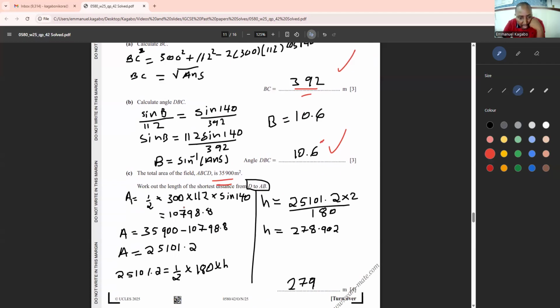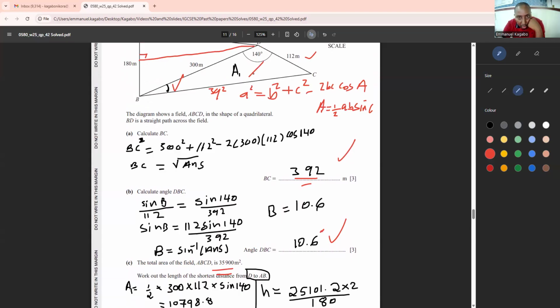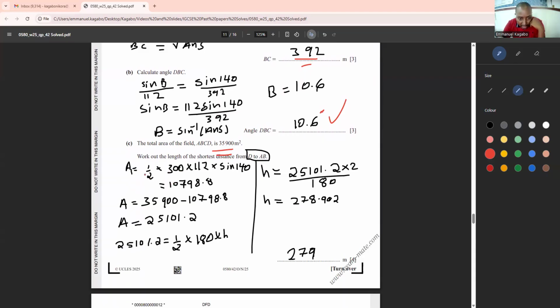That is the one I applied here. So to get the area of this one, I have to use this side and this side. Therefore I have to use the angle between the two. Do you understand? Because if I'm using this side and that side, I have to use the angle between the two. Okay? Because I can't use this angle with this side. So that's what I did here.